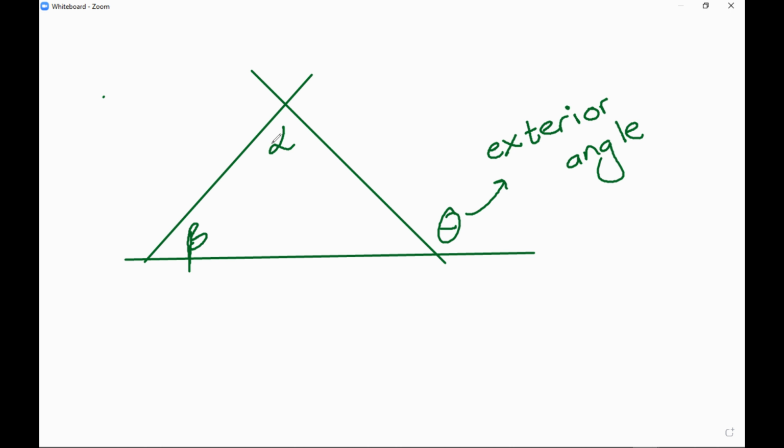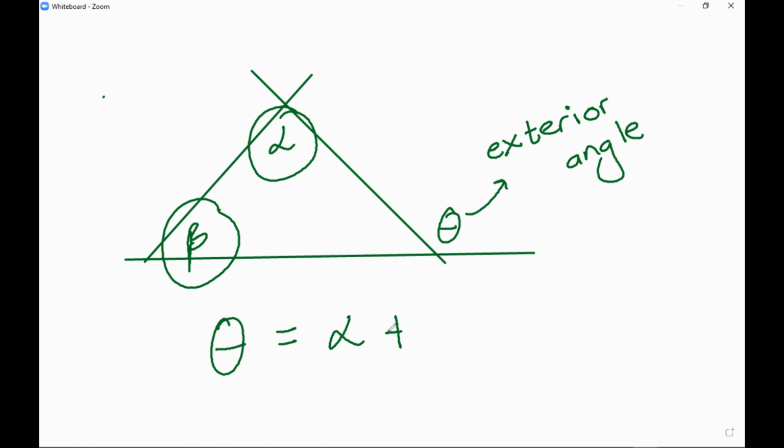And the exterior angle is equal to the sum of the two interior angles. So we say that angle is equal to alpha plus beta. So what is that called? That is called theta. That's called alpha. And that's called beta. If you didn't know, you know now.